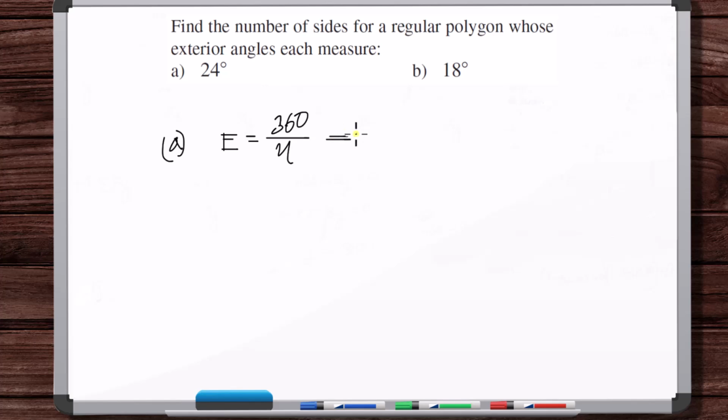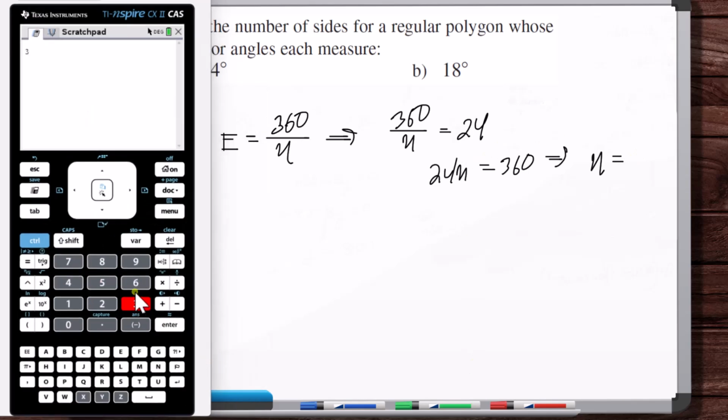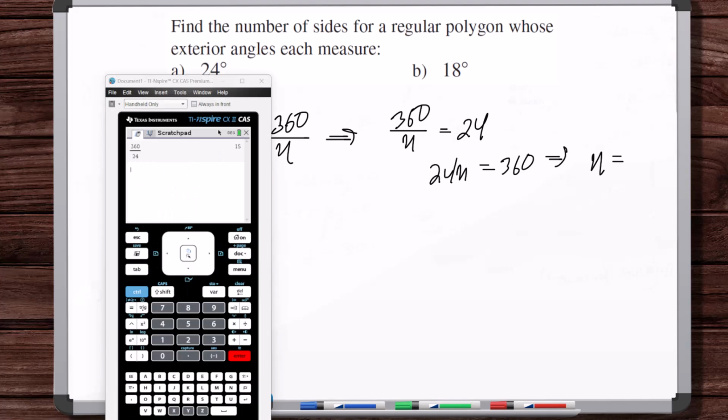So we've got 360 for part A. 360 divided by n is equal to 24. So 24n is equal to 360. So n is equal to 15.